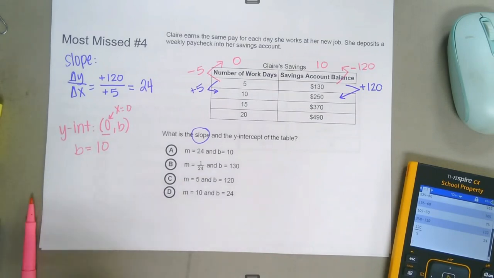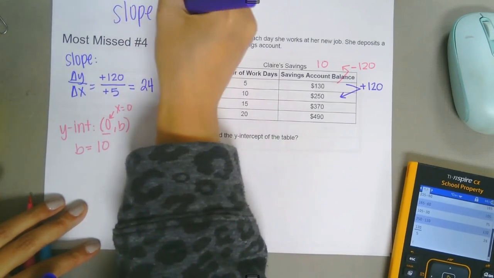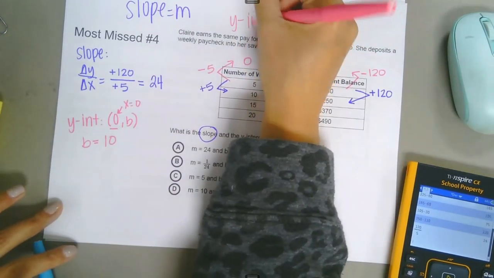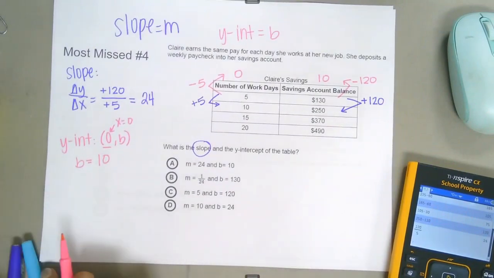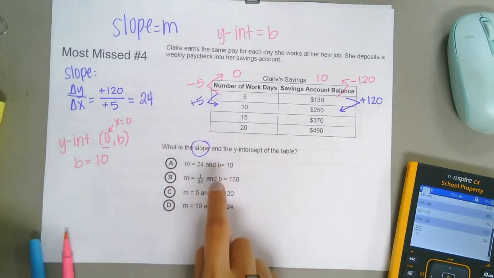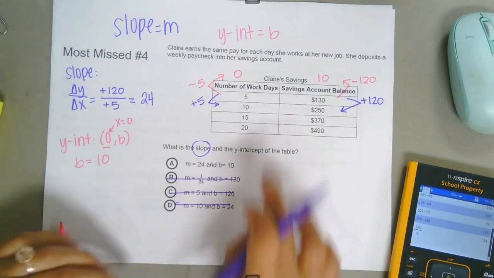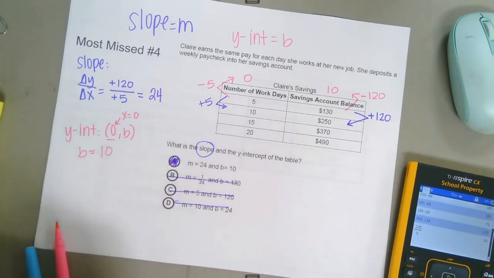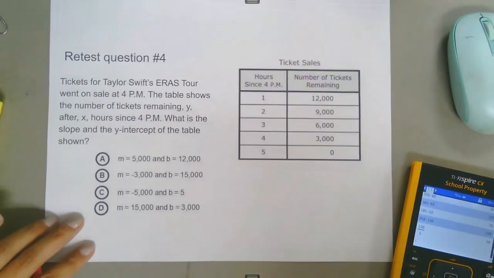And we need to remember that slope is the letter M and y-intercept is the letter B. So when I know that slope is 24, M equals 24, B equals 10. We should have picked A as our answer there. Make sure you have all this work done, and then you're going to work retest question number 4.